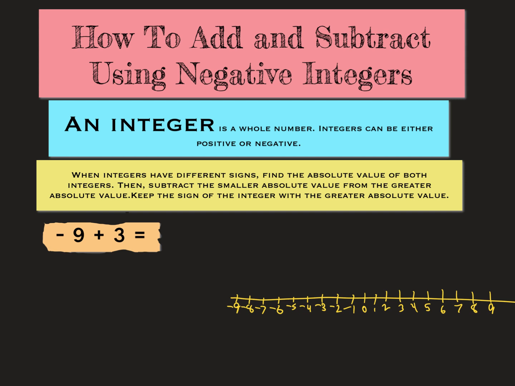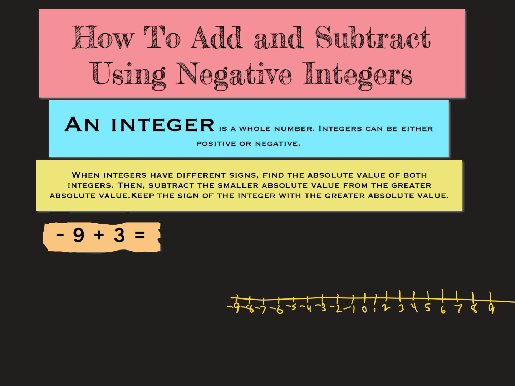Okay, here's our number line. And we want to find the absolute value of -9. So we could start from 0 and count over to -9. All right, how many units? 1, 2, 3, 4, 5, 6, 7, 8, 9. And so the absolute value for -9 is going to be 9.